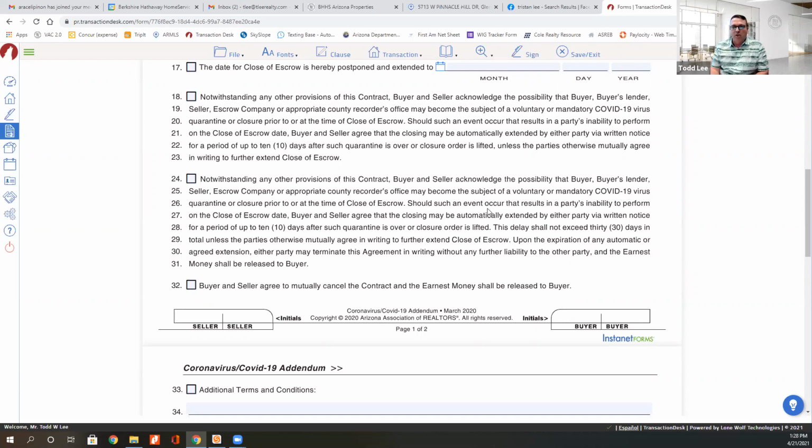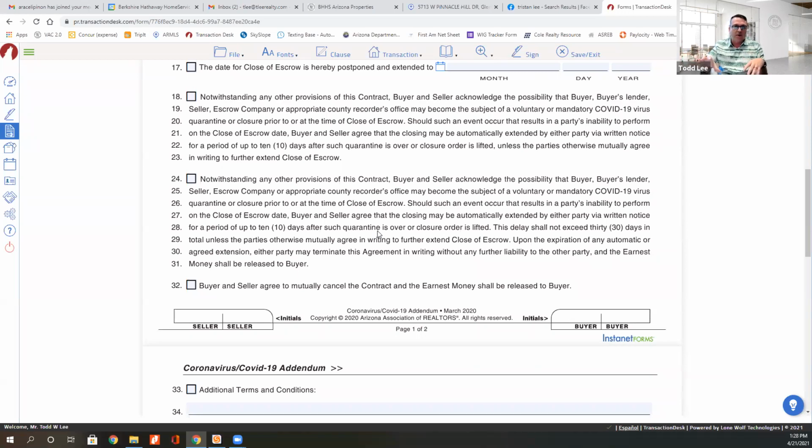If it happens, should such an event occur, that results in the party's inability to perform on the close of escrow date, buyer and seller agree that the closing may be automatically extended by either party via written notice for a period of up to 10 days after the quarantine is lifted. This delay shall not exceed 30 days in total unless parties otherwise mutually agree. So this one at least says the worst you're going to get is 30 days.